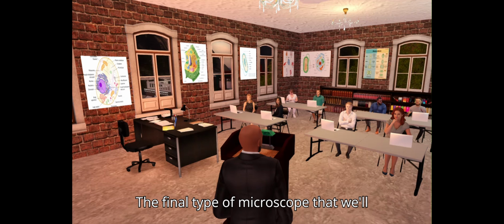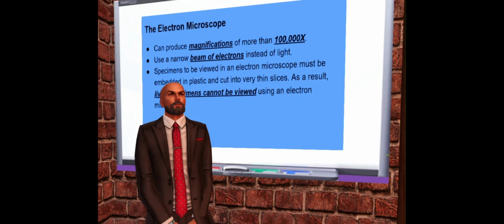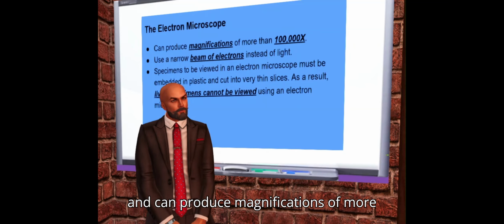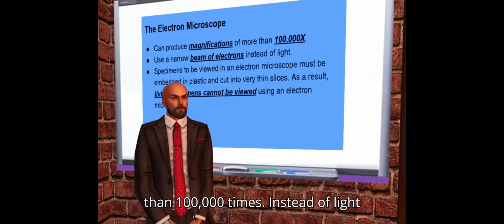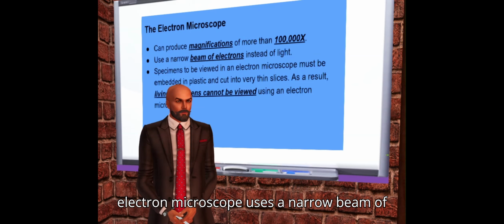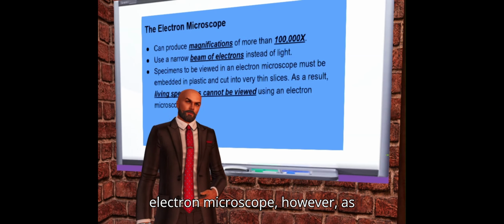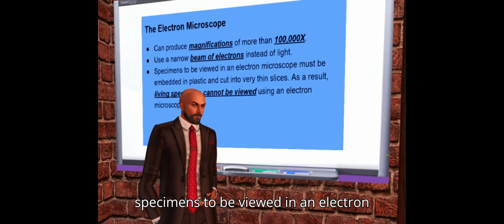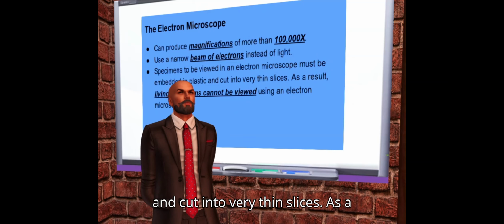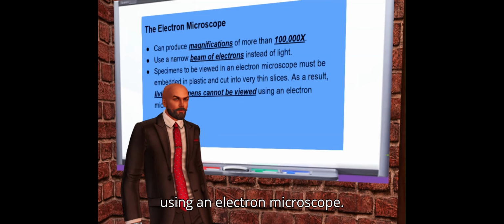The final type of microscope that we'll discuss is the electron microscope. The electron microscope is very powerful and can produce magnifications of more than 100,000 times. Instead of light shining through the specimen, the electron microscope uses a narrow beam of electrons. There is a disadvantage to the electron microscope, however, as specimens to be viewed in an electron microscope must be embedded in plastic and cut into very thin slices. As a result, living specimens cannot be viewed using an electron microscope.